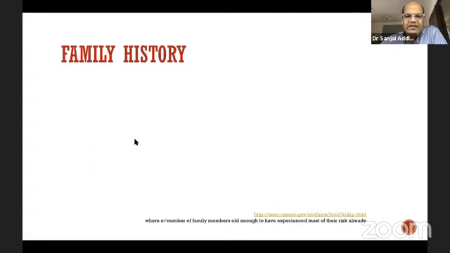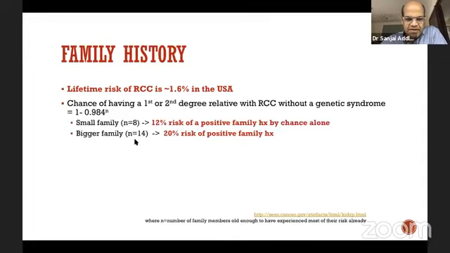This is a bit of a variable one because family history depends on how big your family is. If you are a nuclear family and you don't know anything about anyone else, you would say that there isn't any family history. So when you look at the lifetime risk of renal cell carcinoma in the United States of America, it's 1.6%. However, when you look at a small family, with a number of 8, there is a 12% risk of a positive family history. A bigger family, there is a 20% risk of positive family history. So yes, family history is important, but you got to ask, how big is the family that we are talking of?